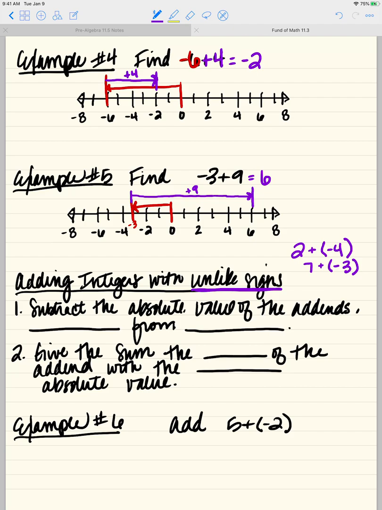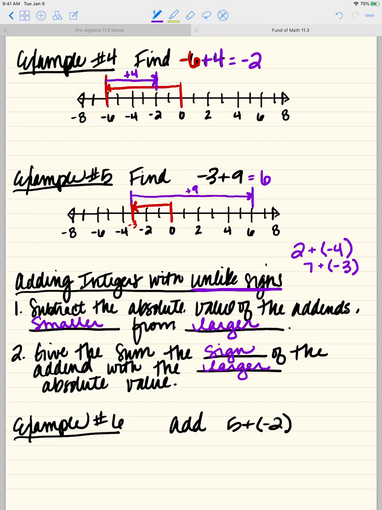Number 1, subtract the absolute value of the addends, smaller from larger, and give the sum the sign of the addend with the larger absolute value. Let's look at how that works out.